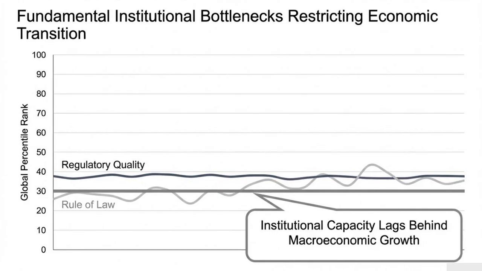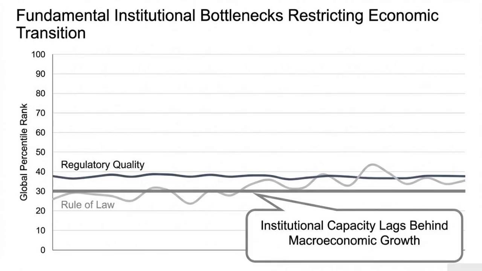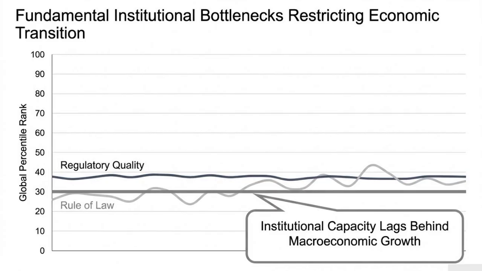Slide 14 puts two charts side by side, Benin's rule of law ranking and its regulatory quality ranking. And there's a gray baseline drawn across the charts at the 30th percentile mark to show just how low these rank globally. Right. The rule of law ranks in the 23rd to 46th percentile globally, and regulatory quality is stuck mostly between the 25th and 40th percentiles. There's a text bubble pointing out that institution building is lagging way behind economic growth.